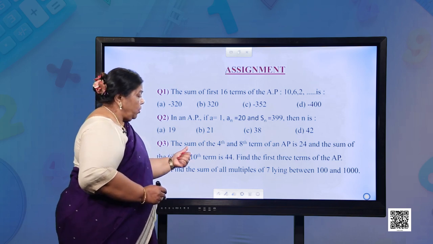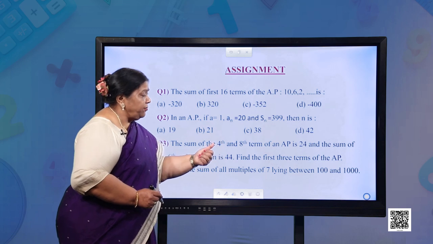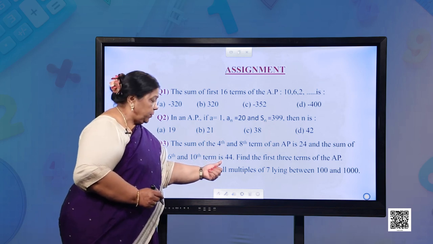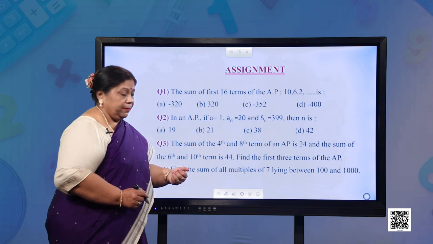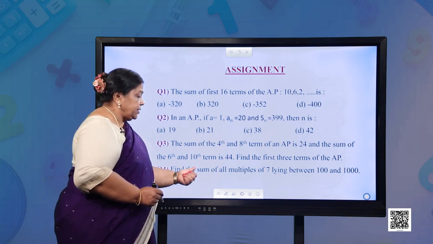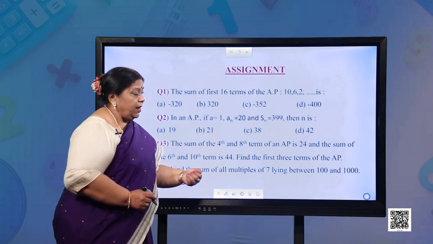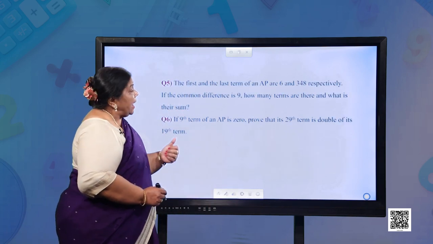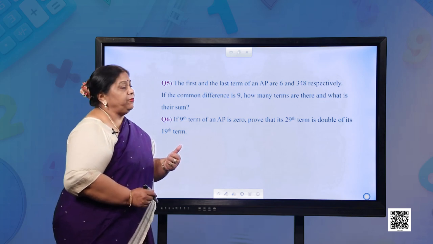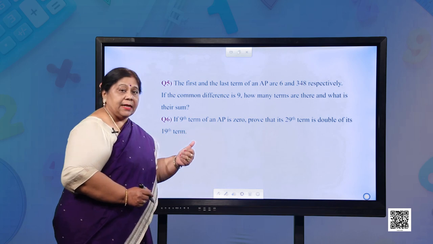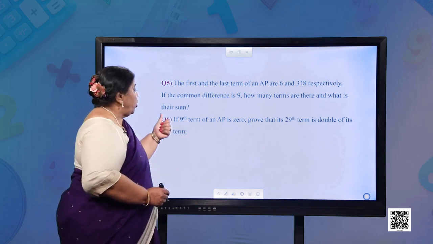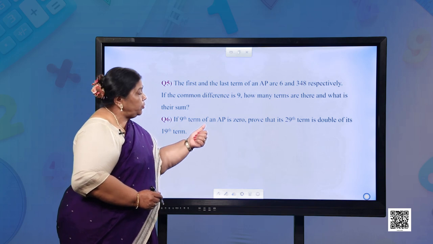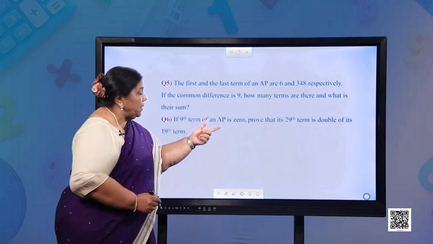Question number 3, the sum of the 4th and 8th term of an AP is 24. And the sum of 6th and 10th term is 44. Find the first 3 terms of the AP. Question number 4, find the sum of all multiples of 7 lying between 100 and 1000. Next question. The first and the last term of an AP are 6 and 348 respectively. If the common difference is 9, how many terms are there and what is their sum? Question number 6. If 9th term of an AP is 0, prove that its 29th term is double of its 19th term.